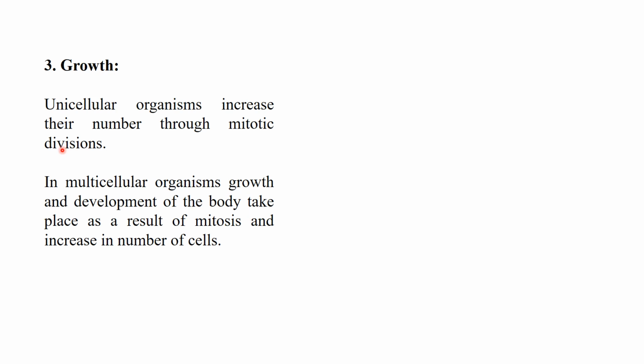तो हम कह सकते हैं कि यूनिसेलुलर ऑर्गेनिज्म्स में जो माइटोसिस है, that is the means for reproduction, for the division, while in multicellular organisms growth and development of the body takes place as a result of mitosis and increase in the number of cells, and the cell will increase in its size.